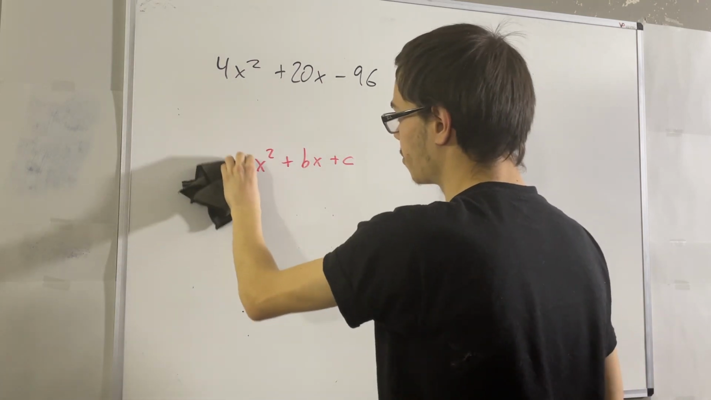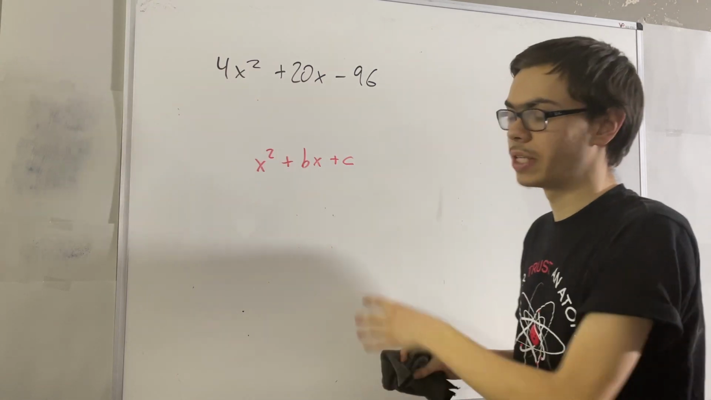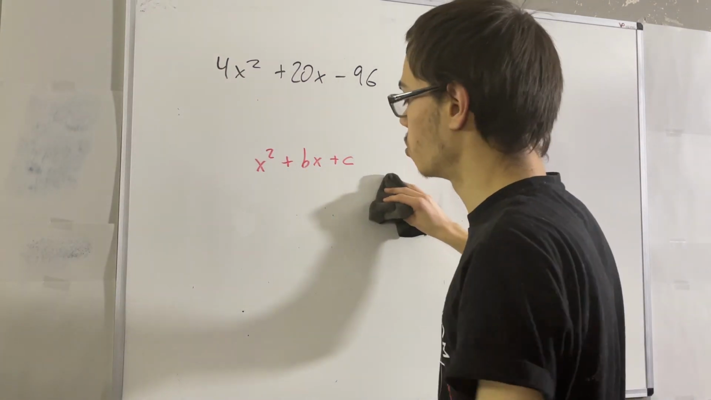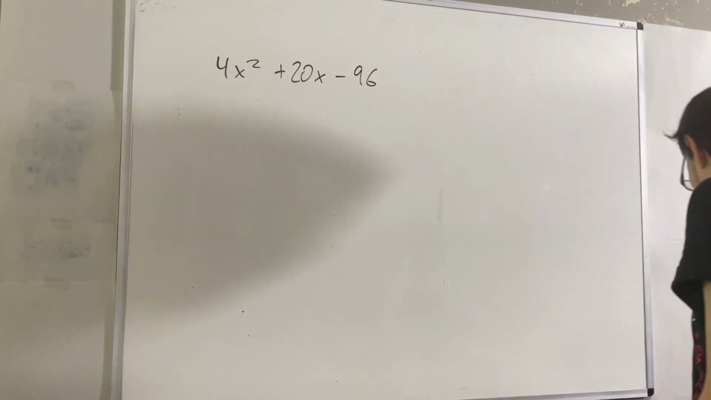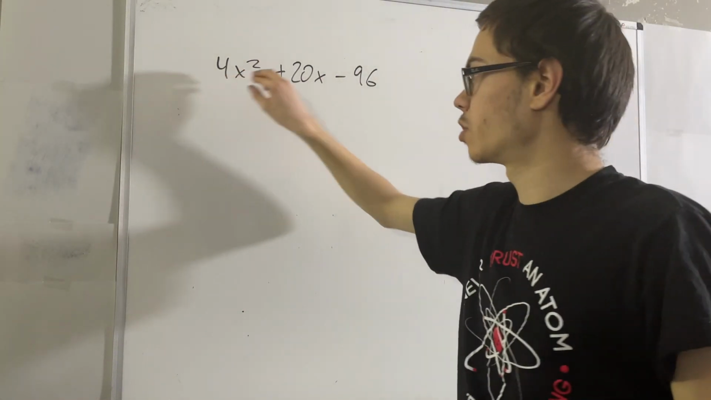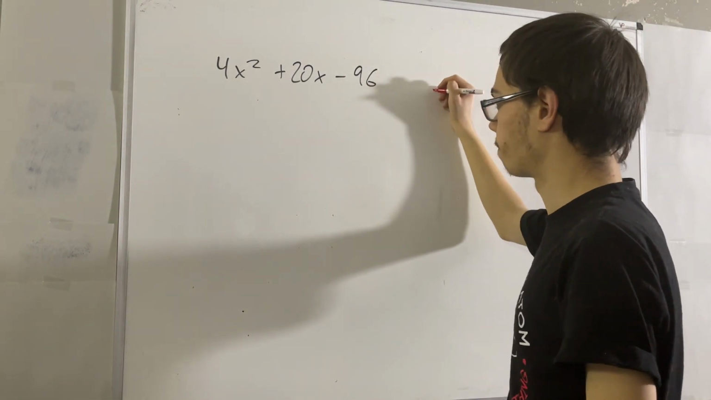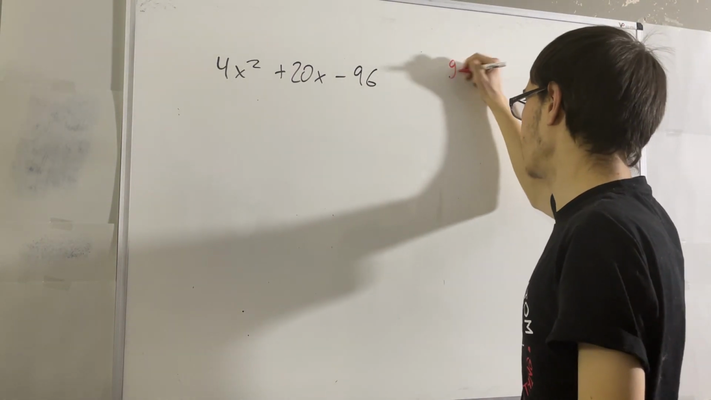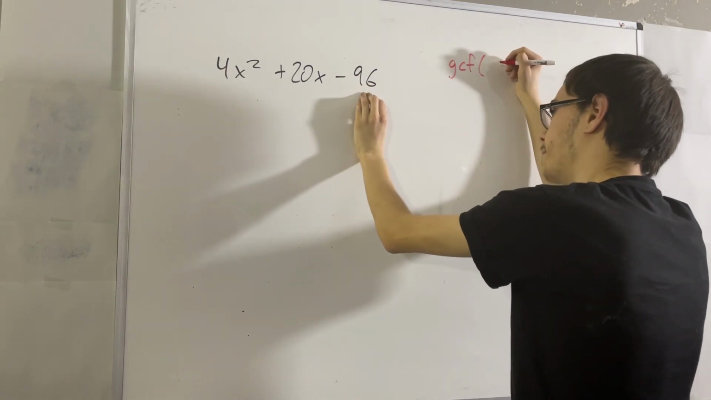It turns out for the case where you have x squared plus bx plus c, there is no greatest common factor, so we didn't even have to check that. But when it comes to ax squared plus bx plus c, you have to check to see if there's a greatest common factor out of each of these 3 numbers. So you need to determine the greatest common factor of these 3 numbers.